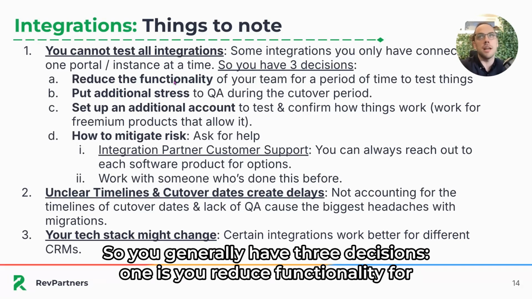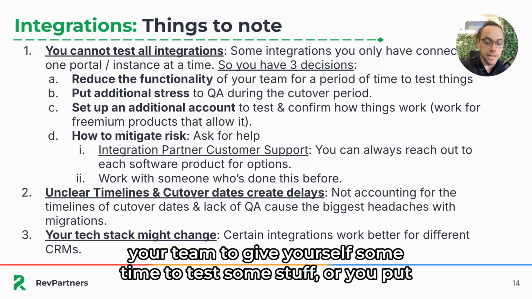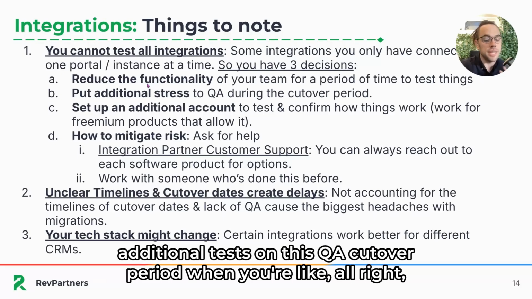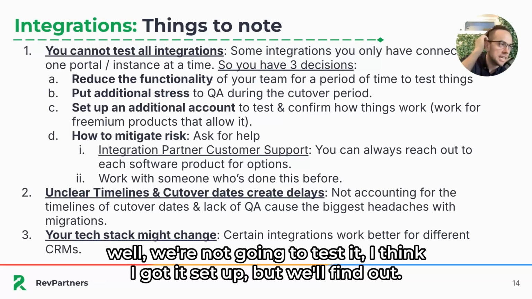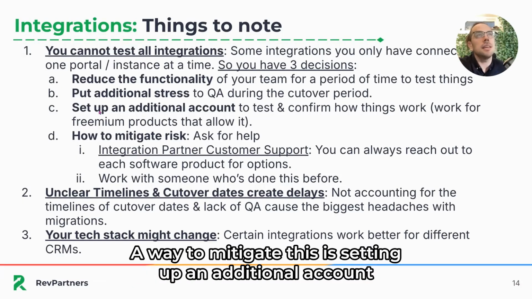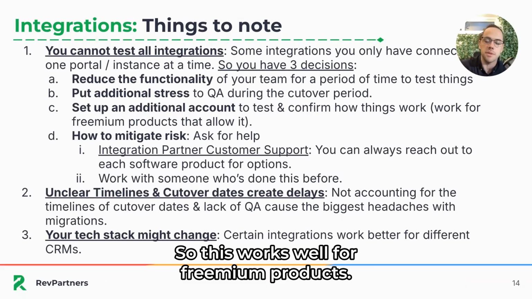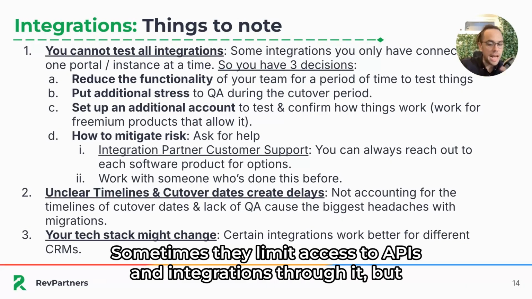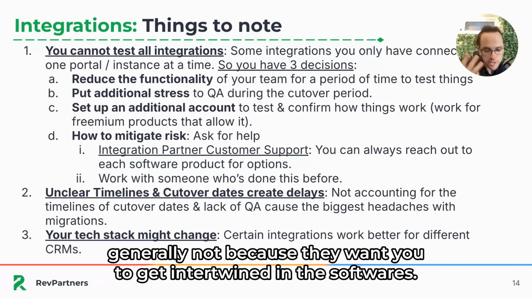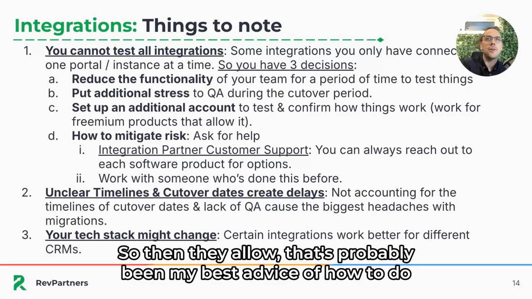One is you reduce functionality for your team to give yourself some time to test, or you put additional tests on this QA cutover period, when you're like, all right, I think I got it set up, but we'll find out. A way to mitigate this is setting up an additional account to test and confirm things. This works well for freemium products. Sometimes they limit access to APIs and integrations, but generally not, because they want you to get intertwined in the software. That's probably been my best advice of how to do it.